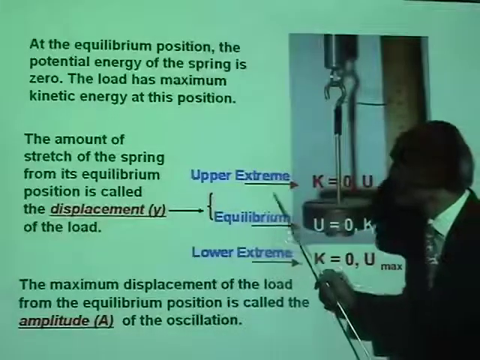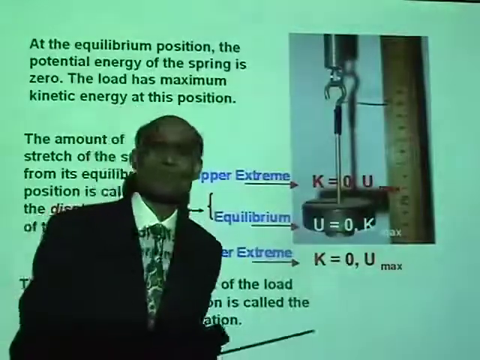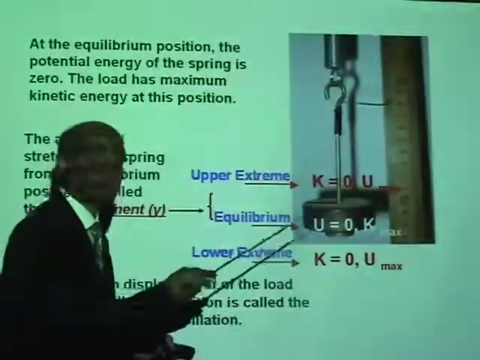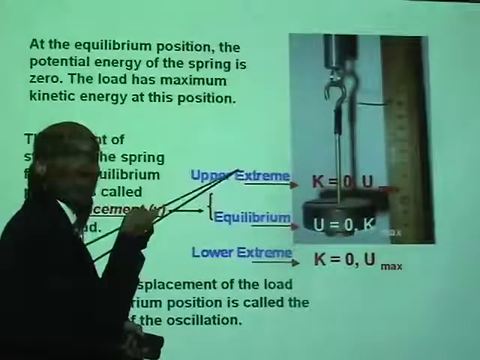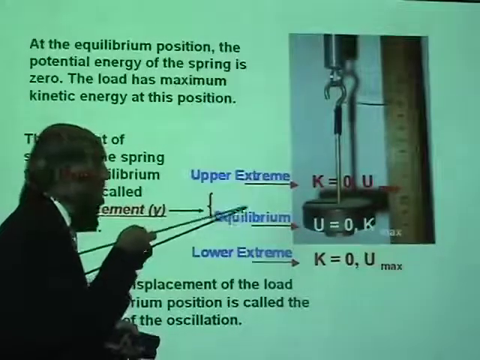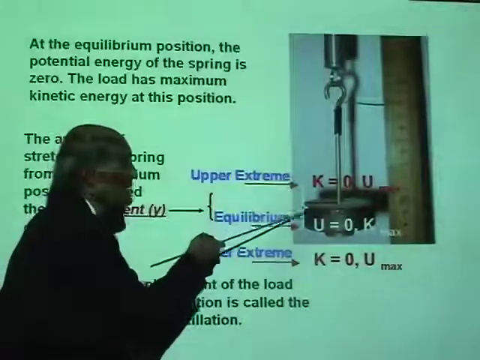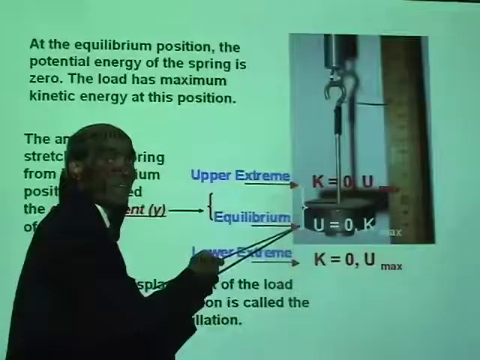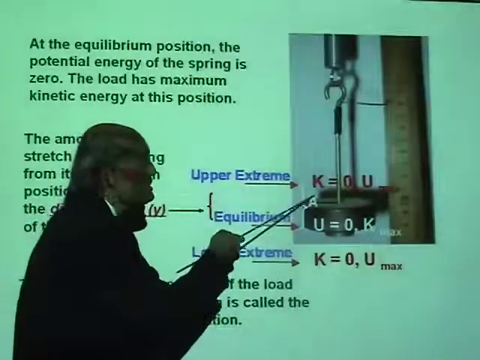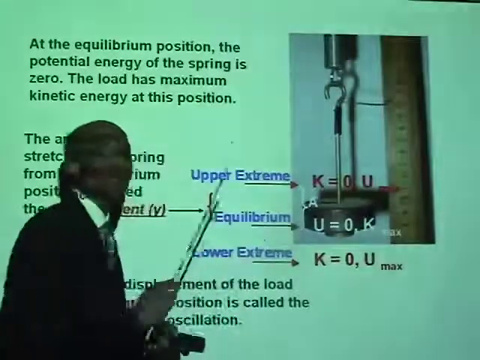Now, can you look at this and tell me what is the maximum displacement of the load? The maximum displacement occurs when it is at the upper extreme. That means the displacement at that time will be this displacement where I have used the white braces. Now, this displacement is called the amplitude, represented by A.